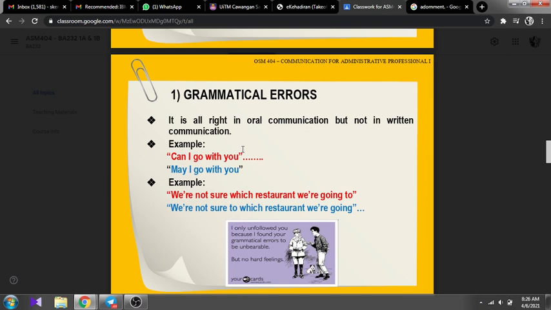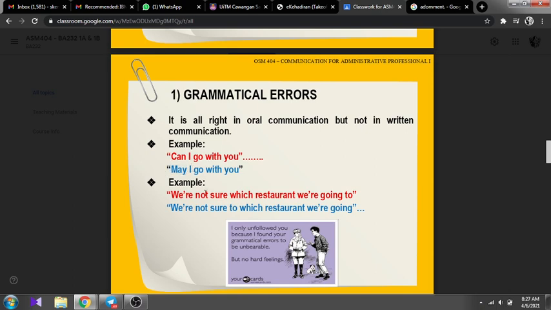Okay, example, can I go with you? May I go with you? So which one is proper lah? May I go with you? Can I go with you? It's also okay, but if you write to elderly people, for the seniors, for your lecturers, teachers, you have to mind your words lah.